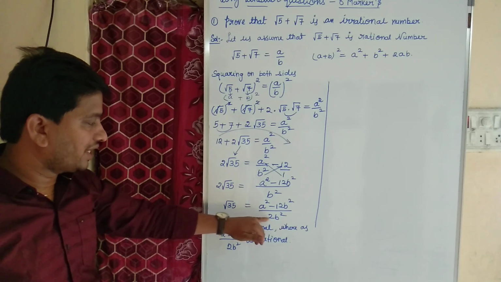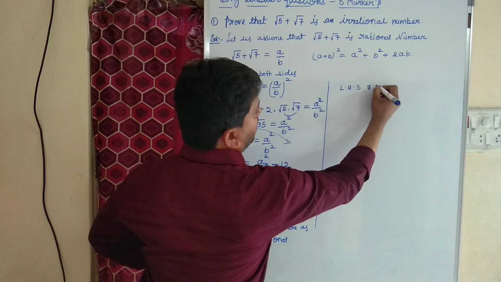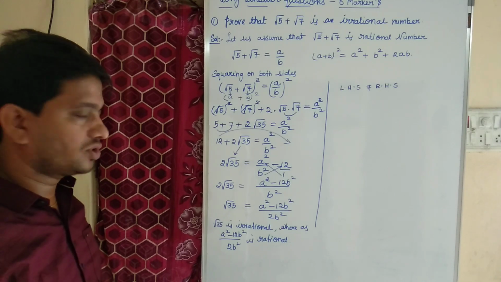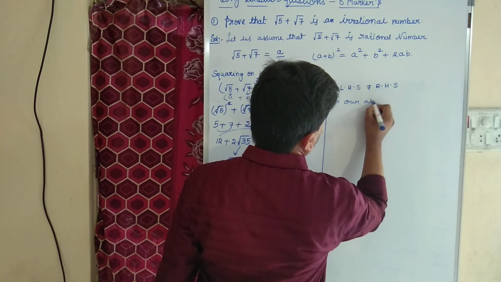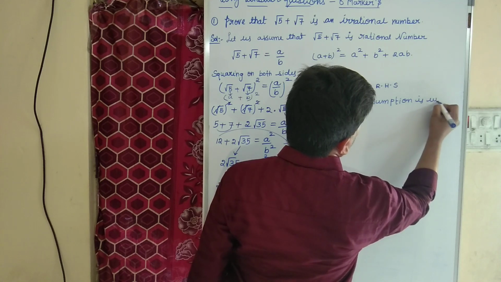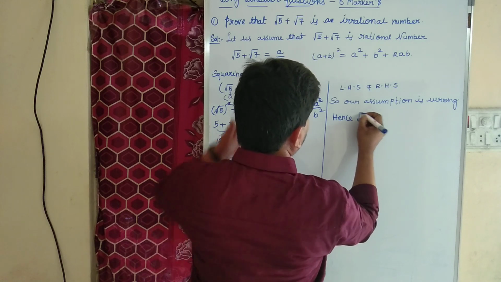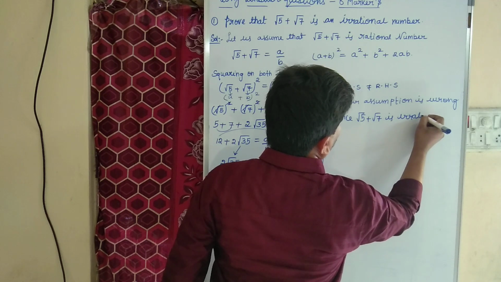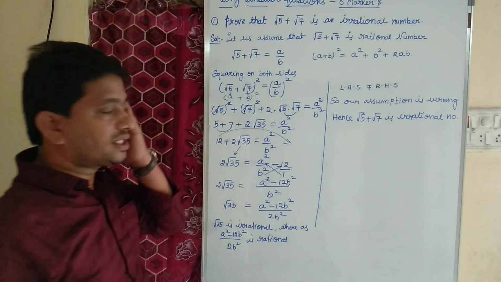So is irrational equal to rational? No, children. LHS is not equal to RHS. Irrational number is not equal to rational number. So our assumption is wrong. What we need to write? So our assumption is wrong. Hence root 5 plus root 7 is irrational number.